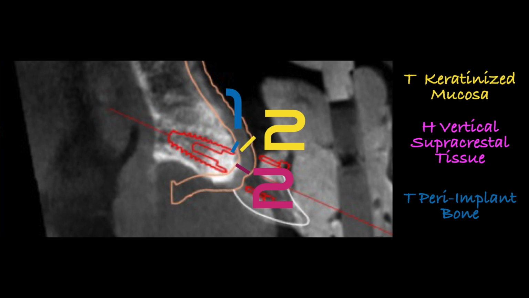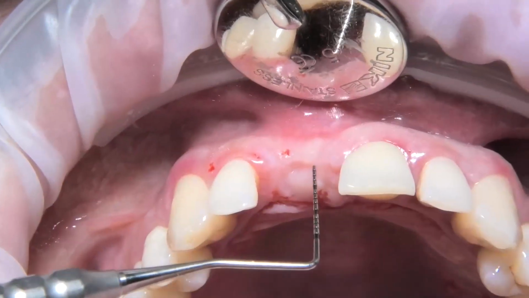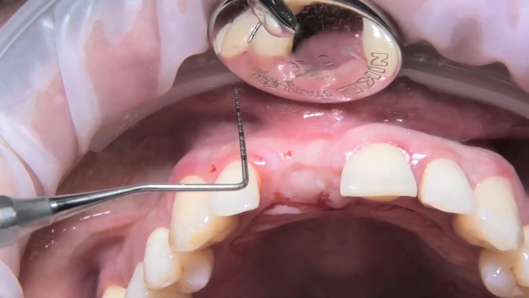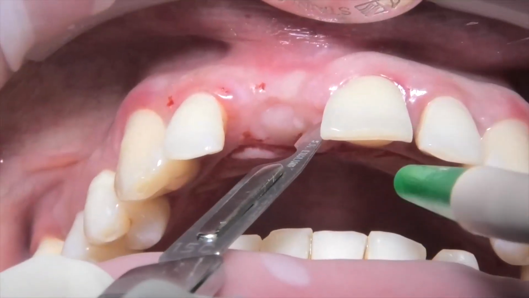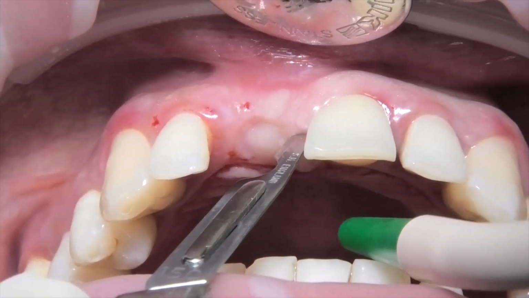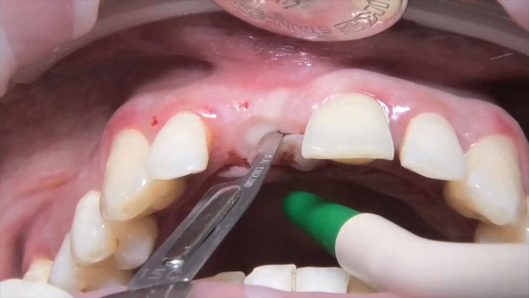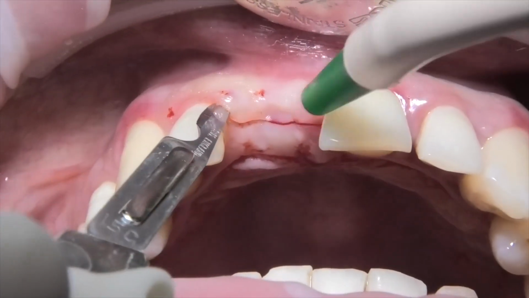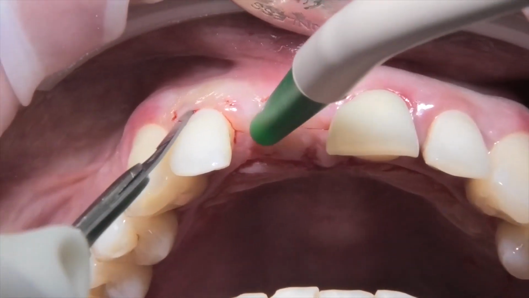Analyzing the case in detail, we can see that we can increase the vestibular bone volume to reach the ideal thickness of vestibular bone, and also we can increase the soft tissue with the connective tissue graft to arrive at the ideal thickness. So this is the second video.